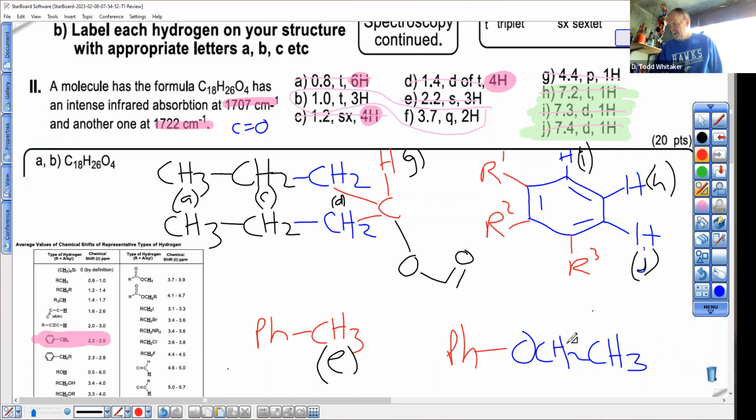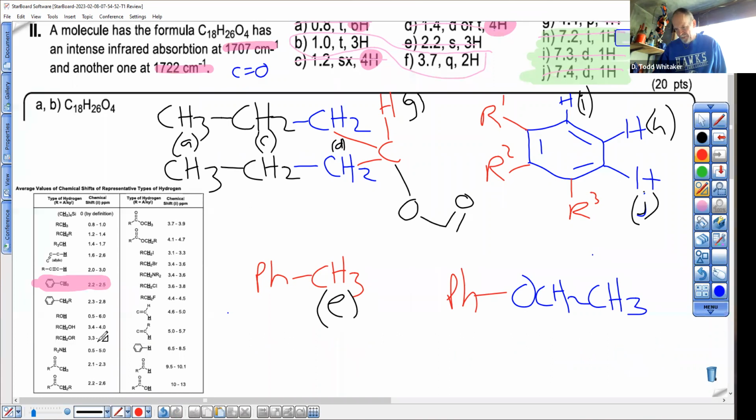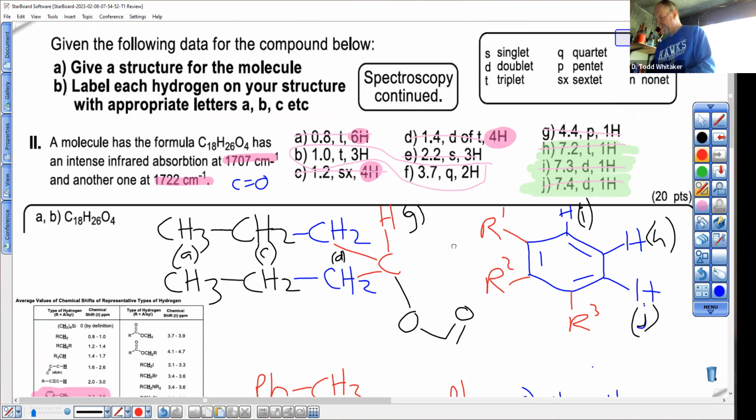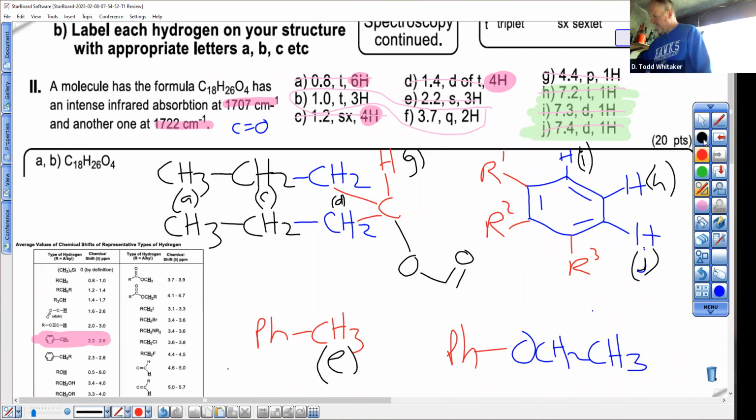What would this be? It would be 3.7, ether. Ether, 3.7. 3.7, where'd you go? F. And this would be a triplet at about 1. That's B.